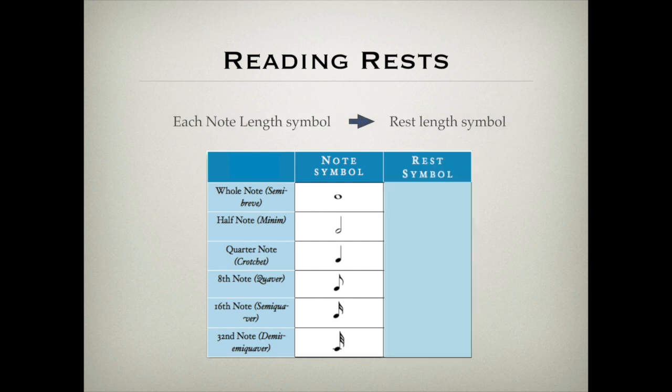It's very, very logical. Each note has a corresponding rest symbol. So let's start with the whole note, otherwise known as the semibreve. Now the note symbol is a note head that's not filled in. The rest symbol is this little rectangle that seems to be hanging on the fourth line up. Now if you see that you know that the rest lasts the same as a whole note, so it lasts for 4 quarter note beats.